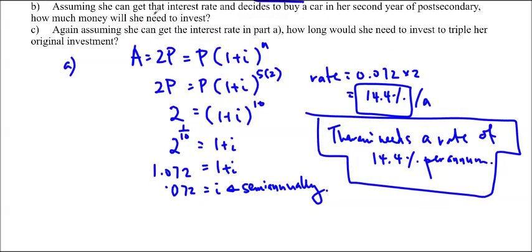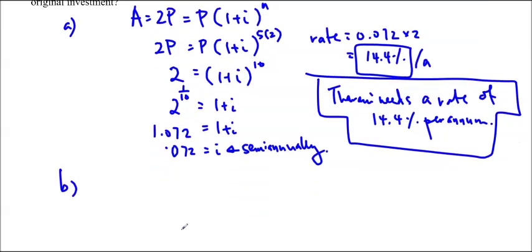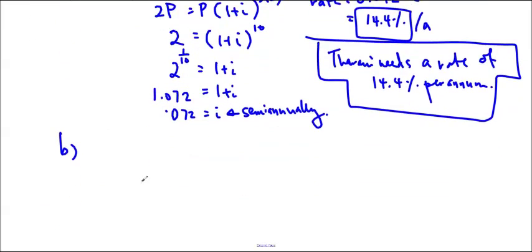So we want to know if she wants to get $20,000 out of it or something like that. I've been looking at cars and I know a cheap car is about $20,000. So we want her A to be 20,000. So we're going to plug that into the formula now that we have an interest rate. So A is equal to P times 1 plus i to the n.